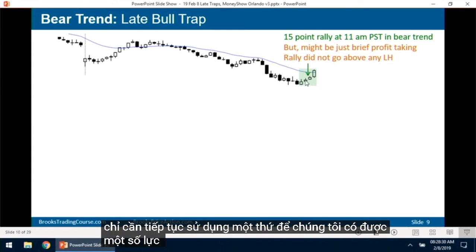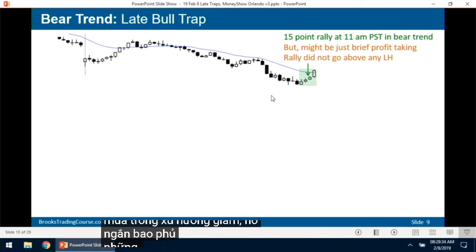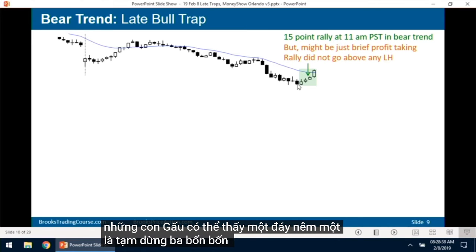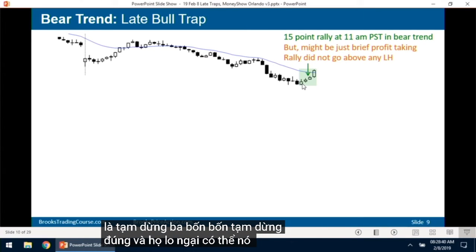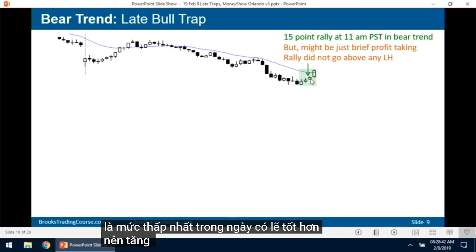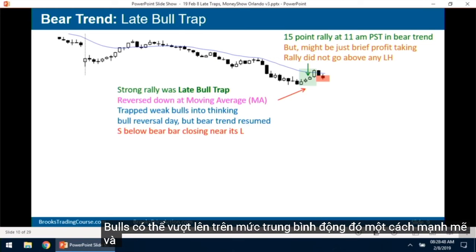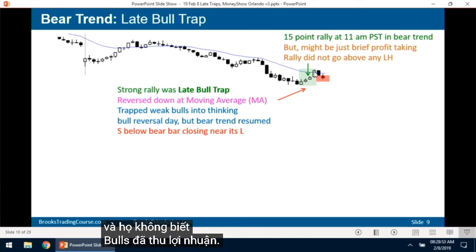So we got some strong buying, and anytime you get buying in a bear trend, it's short covering. The bears see maybe a wedge bottom, 1 pause, 2 pause, 3 pause, 4 pause, right? And they're concerned maybe it'll be the low of the day, maybe better lighten up on some shorts. And they wait to see how strong the bulls can get. Can the bulls get strongly above that moving average? And they did not. The bulls took profits. The bull scalpers took profits.